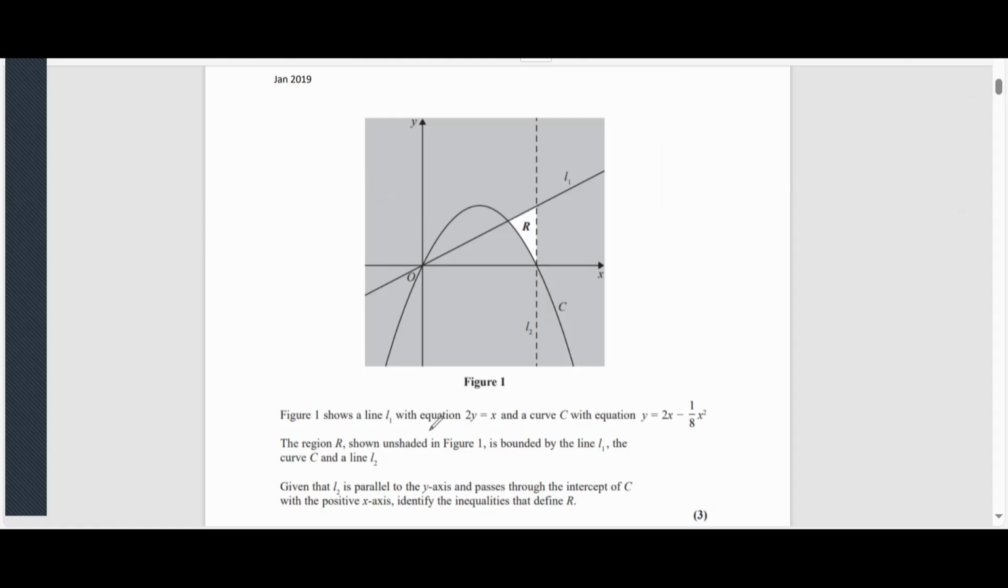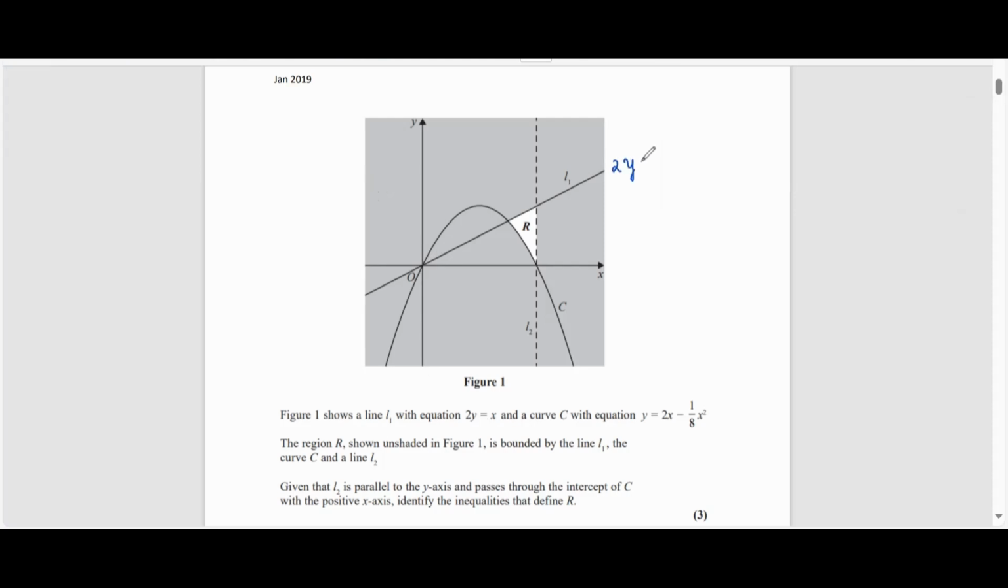Figure 1 shows a line L1 with equation 2y = x, and a curve C with equation y = 2x - (1/8)x². So this line L1, the equation is given as 2y = x, and this curve equation is given as y = 2x - (1/8)x².